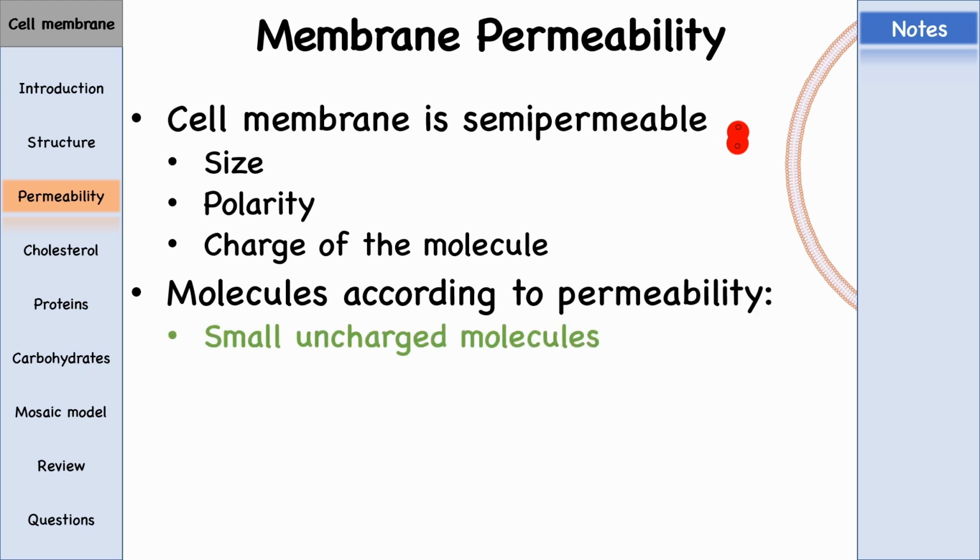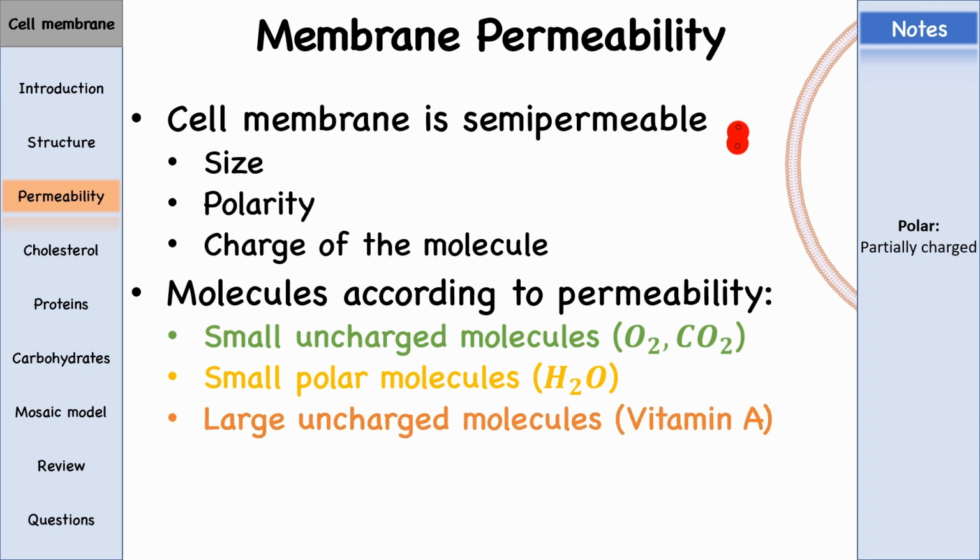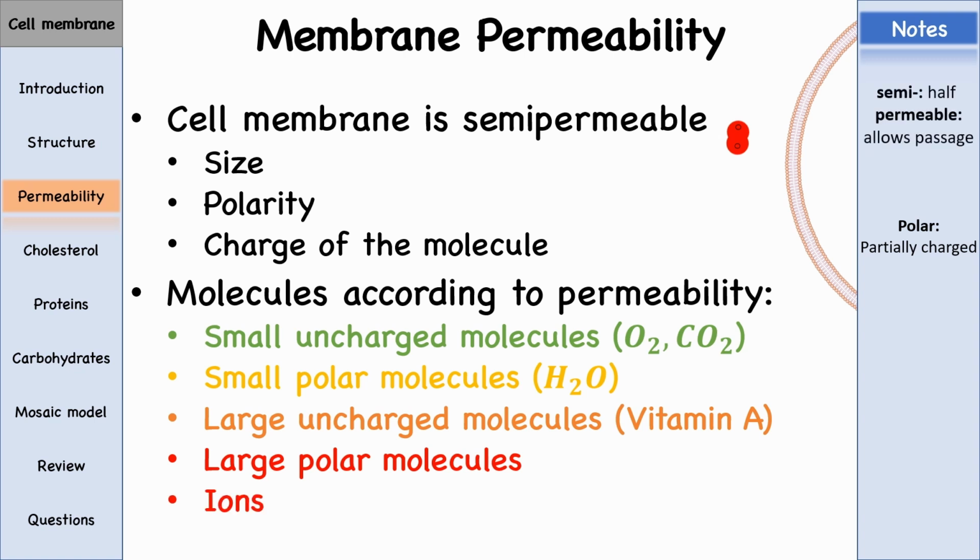Small, uncharged molecules, such as oxygen and carbon dioxide, can pass through the membrane freely. Small, polar molecules, such as water molecules, can pass through the membrane but at a slower speed. Large, uncharged molecules, such as vitamin A, can pass through the membrane but very slowly because the molecule is large. Large polar molecules cannot pass through the membrane. And finally, charged ions cannot pass through the membrane.